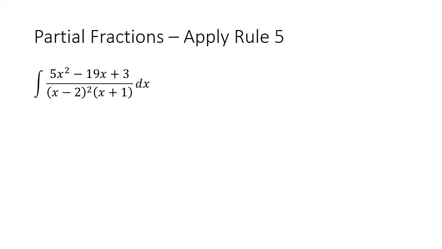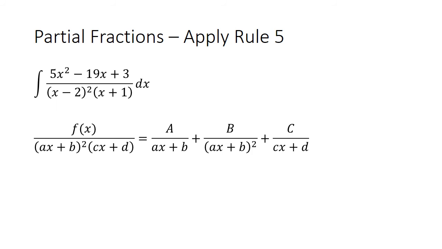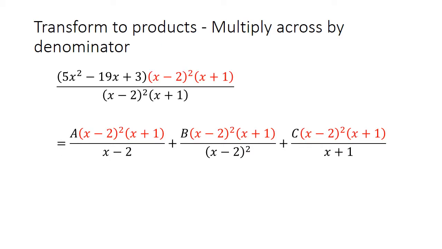Here we have our problem that we had originally. This is our transformation rule, which we should apply. So if we apply this transformation rule to our problem, we end up with this equation here, where we have our three arbitrary constants, a, b, and c. It is necessary to transform this equation from a series of quotients into products before we can calculate values for the arbitrary constants a, b, and c.